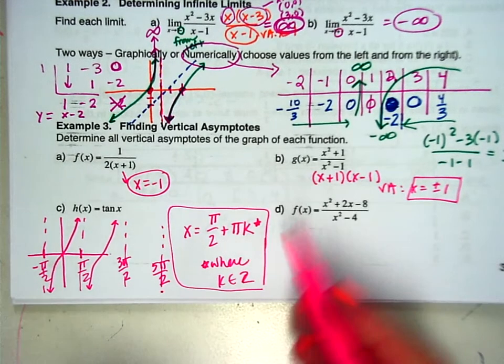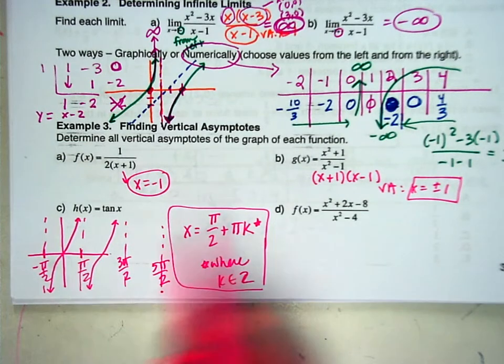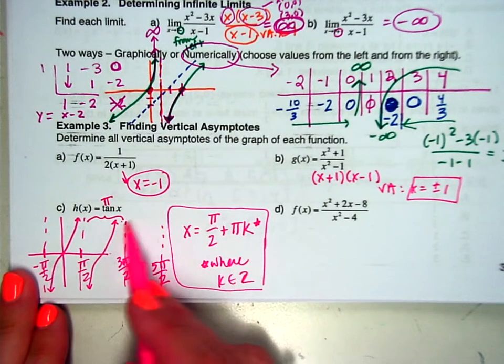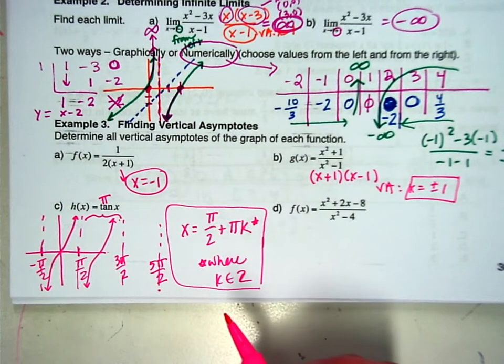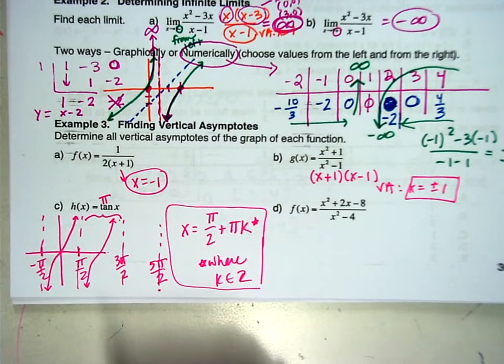So why is it just plus pi k? Because this repeats, you're looking at the distance between each of these asymptotes. That distance, or period, is just pi. So I'm adding a pi, adding another pi. If the period was 2 pi, like sine and cosine, those have a period of 2 pi. Remember, tangent only had a period of pi.